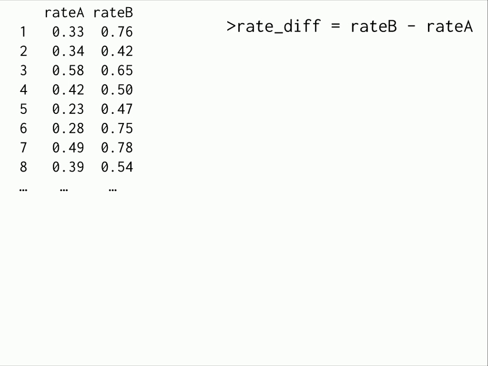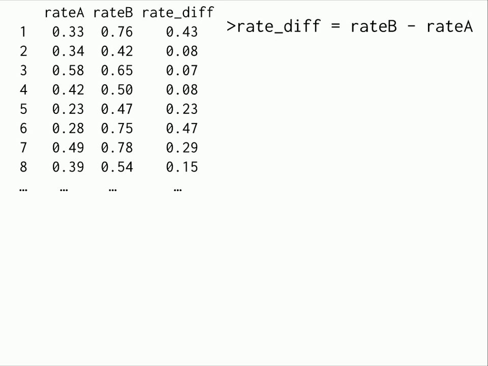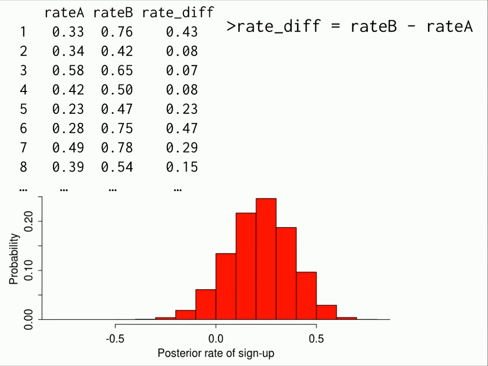Using some R-like pseudocode, it could look something like this. And when applied to each row, it would give us a new column for the distribution of the difference between method A and method B, where a positive number would be in favor of method B. So now we could take a look at this new derivative distribution. Just eyeballing it, we see that it is quite likely that method B has a higher rate of sign-up. Almost all of the probability is to the right of the 0 mark, with the rate B being most likely around 25 percentage points higher than rate A.